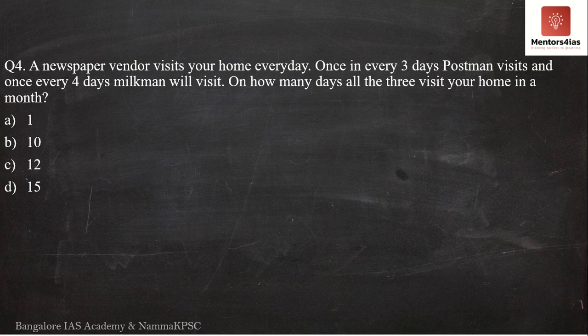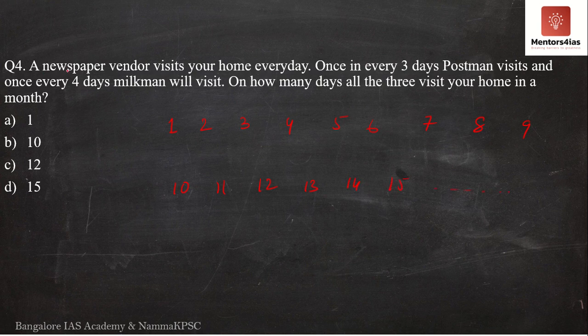Next one. A newspaper vendor visits your home every day. Once in every 3 days, the postman visits, and once every 4 days, the milkman visits. How many days all the 3 will visit your home in a month? Let me write the dates in a month. Your month will start with the first, second, third, fourth, fifth, sixth, seventh, eighth, ninth. Then we have 10th, 11th, 12th, 13th, 14th, 15th, and so on.